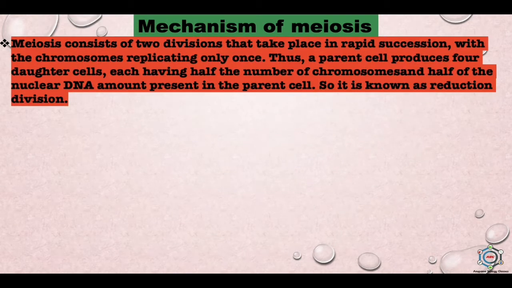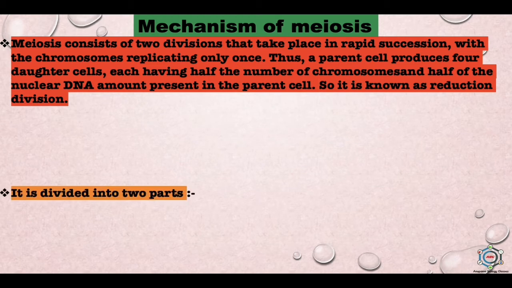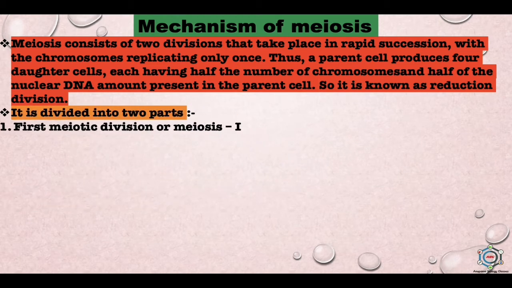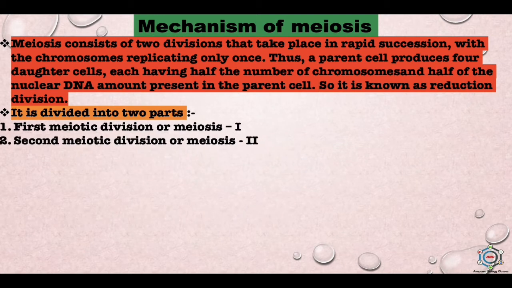Now, the mechanism of meiosis. Meiosis consists of two divisions that take place in rapid succession, with the chromosomes replicating only once. Thus, a parent cell produces 4 daughter cells, each having half the number of chromosomes and half of the nuclear DNA amount present in the parent cell. So, it is known as reduction division. It is divided into two parts. First is the first meiotic division or meiosis I, and second is the second meiotic division or meiosis II.